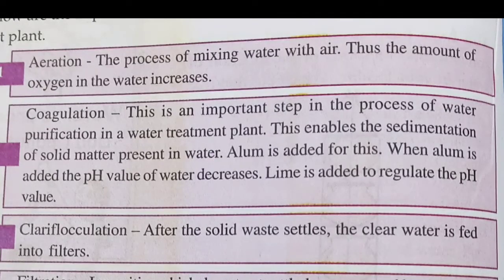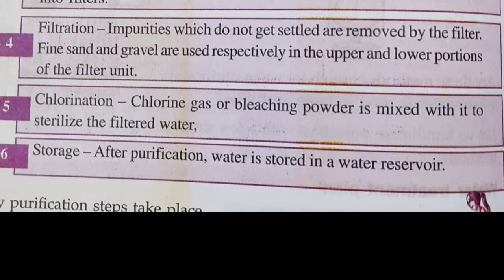Clariflocculation. After the solid waste settles, the clear water is fed into filters. Filtration. Impurities which do not get settled are removed by the filter. Fine sand and gravel are used respectively in the upper and lower portion of the filter unit. Chlorination. Chlorine gas or bleaching powder is mixed with it to sterilize the filtered water.